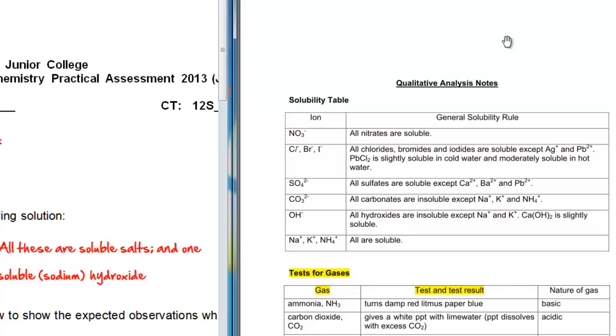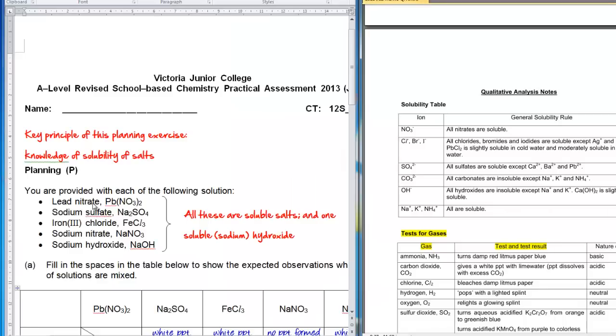Let's take a look at how this table allows us to predict the solubility of salts. Let us look at all the solutions over here first. We have lead nitrate, sodium sulfate, iron 3 chloride, sodium nitrate, and sodium hydroxide. The first 4 are soluble salts, and the last one is a soluble hydroxide.